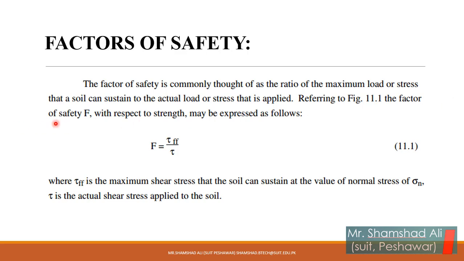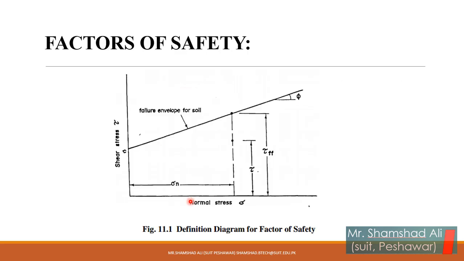So the factor of safety F with respect to strength may be expressed as follows. F is equal to tau_ff divided by tau, where tau_ff is the maximum shear stress that the soil can sustain at the value of normal stress sigma_n, and tau is the actual shear stress applied to the soil. This is basically the factor of safety.